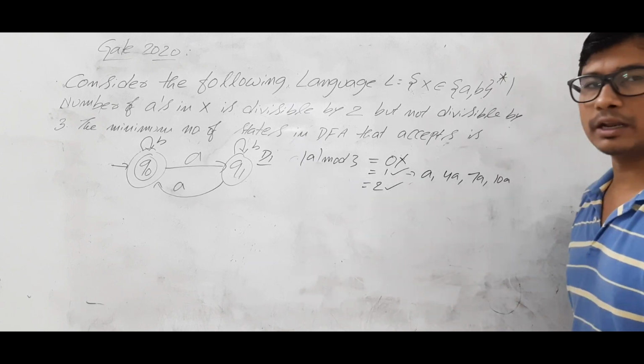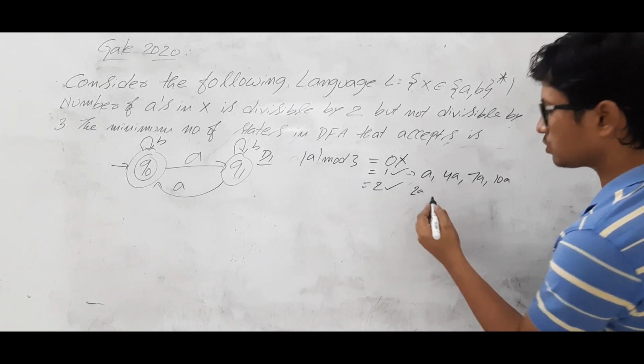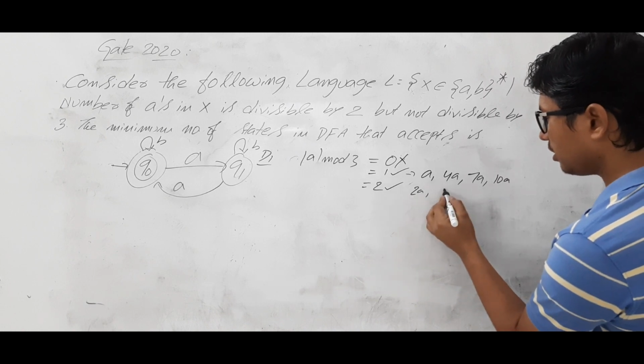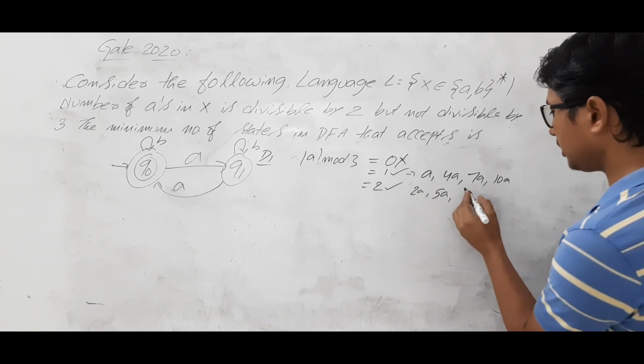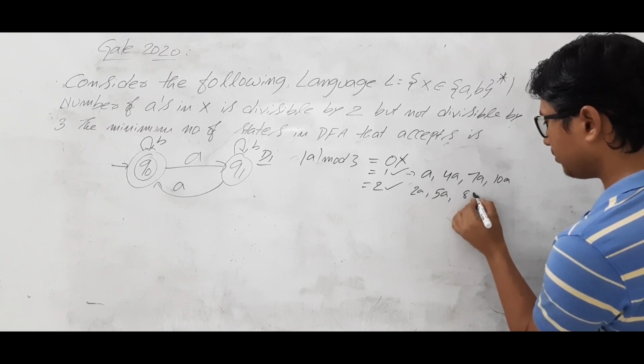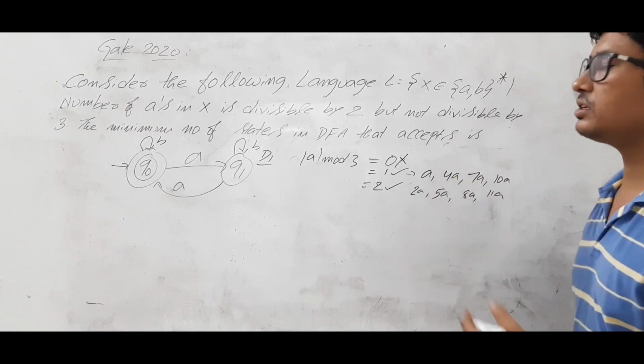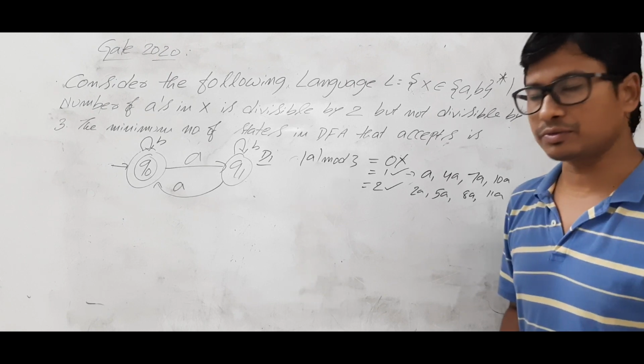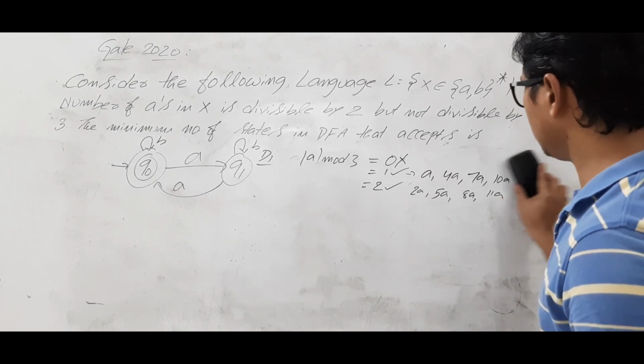If you want to get the remainder 2, the minimum is 2 A's, or 5 A's, then 8 A's, 11 A's. All these numbers of A's can come into this one. Okay, so let me construct this one.